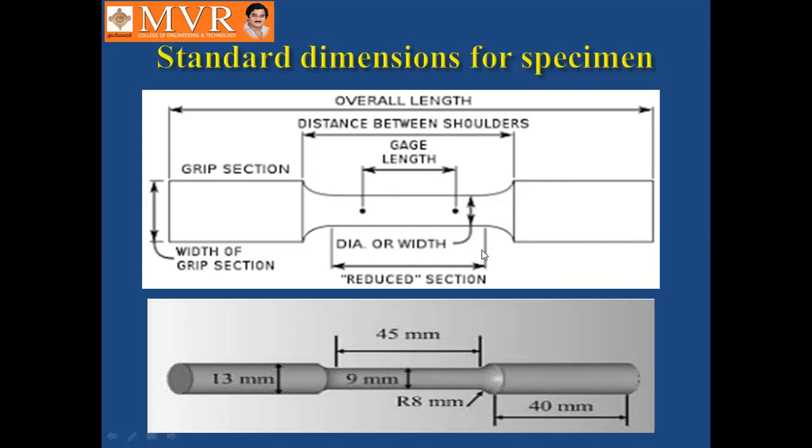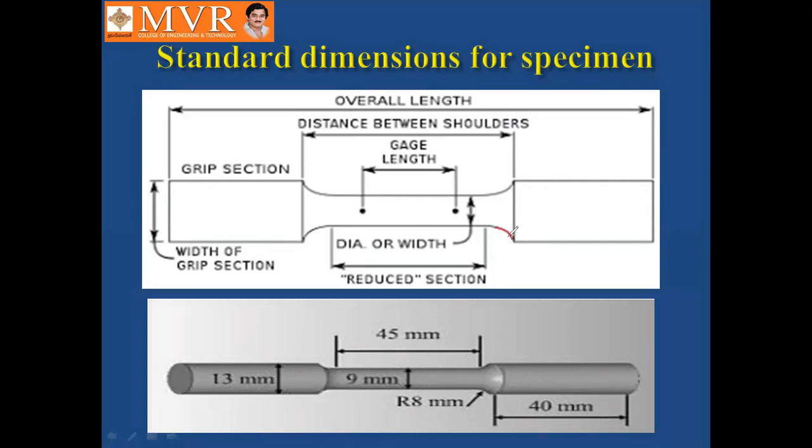So from here to here is the reducer section and the width of the grip section. In the x direction, you can call it the width of the grip section. This is the standard dimension: the diameter should be 13 mm and the internal diameter should be 9 mm, and this is the fillet. Here you are applying some fillet.